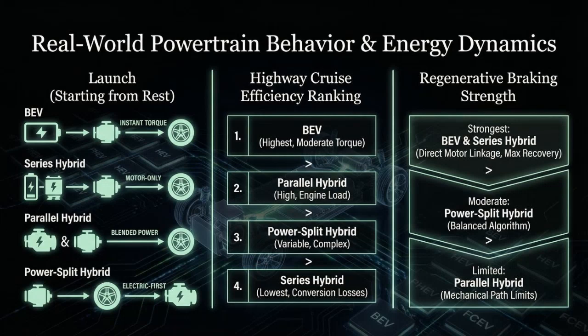At highway speeds, BEVs stay efficient. Series hybrids lose some efficiency. Parallel hybrids cruise very efficiently on the engine, and power split systems use the engine mechanically while the motor fine-tunes the ratio. During braking, BEVs and series hybrids regenerate strongly. Parallel hybrids do less if the clutch is open, and power split hybrids recover energy with smart control.